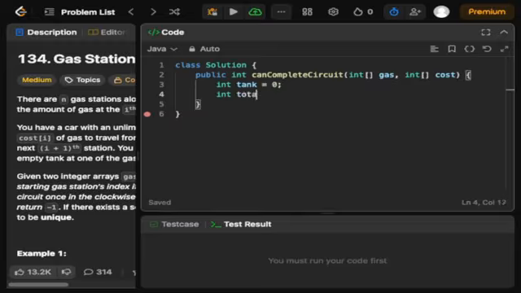So I'm going to call that total gas. And then the last thing we want to track is our starting position, because that's what they want us to return. And so we'll keep track of that as we iterate through. Okay, so we are going to iterate through this array, with i equal to 0.